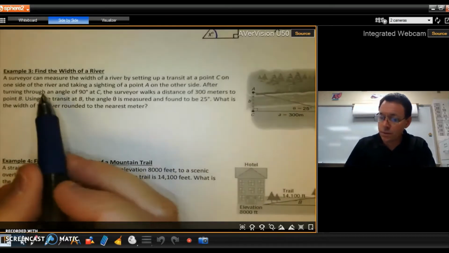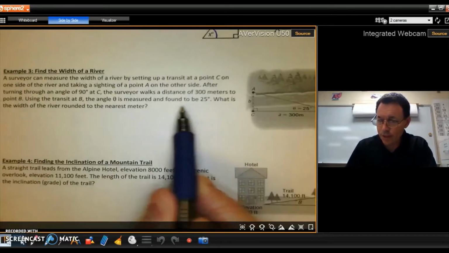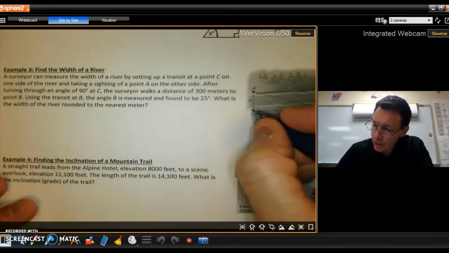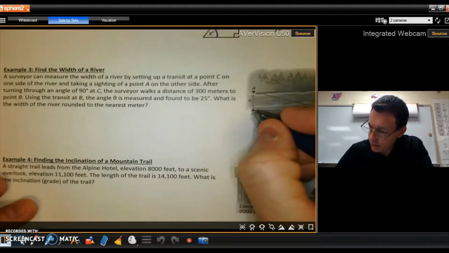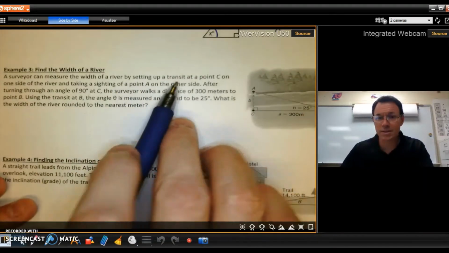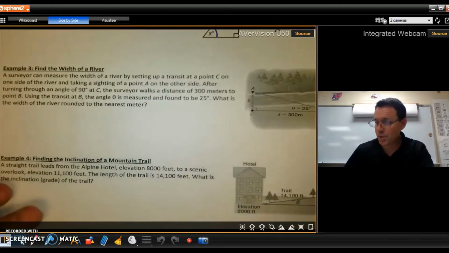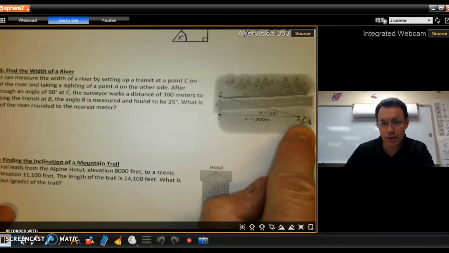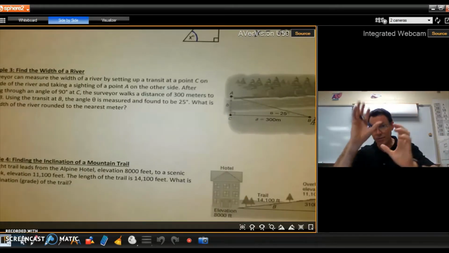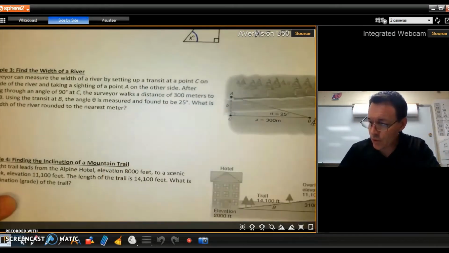Okay, so what I have is a story problem here about a surveyor. A surveyor is trying to figure out how wide this river is. So he puts a little, if you look here, he sets up, it's like a transit. You'll see those guys working on the road. You'll see one guy has like a little surveyor instrument. Another guy will have like something that he's holding that the surveyor is looking at. Okay, that's what they're talking about here.